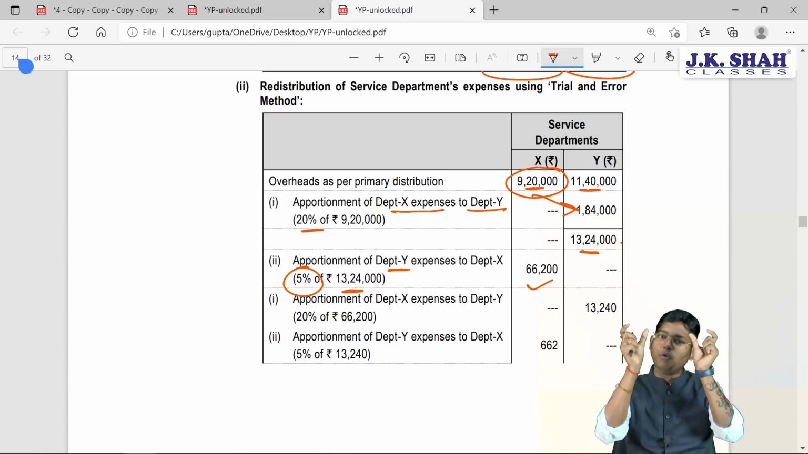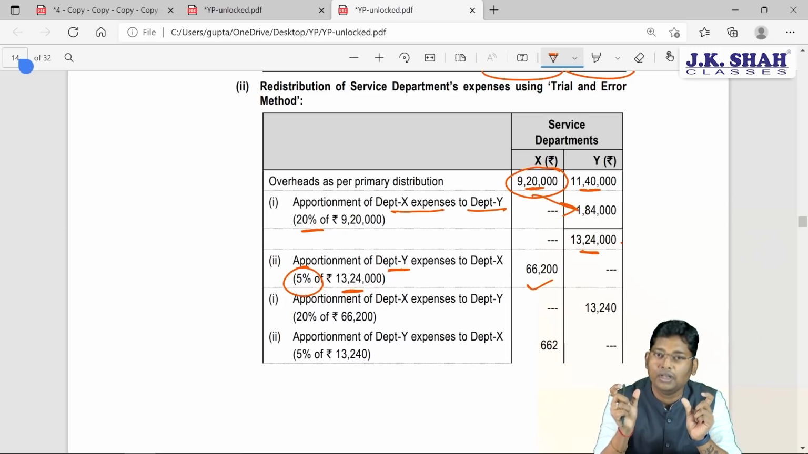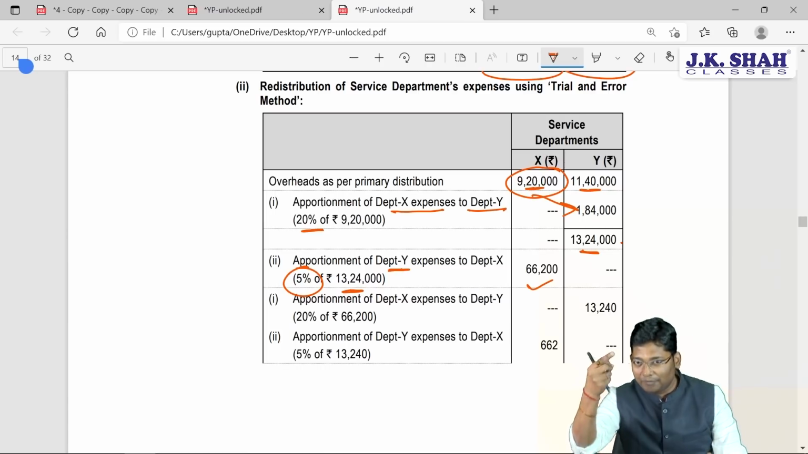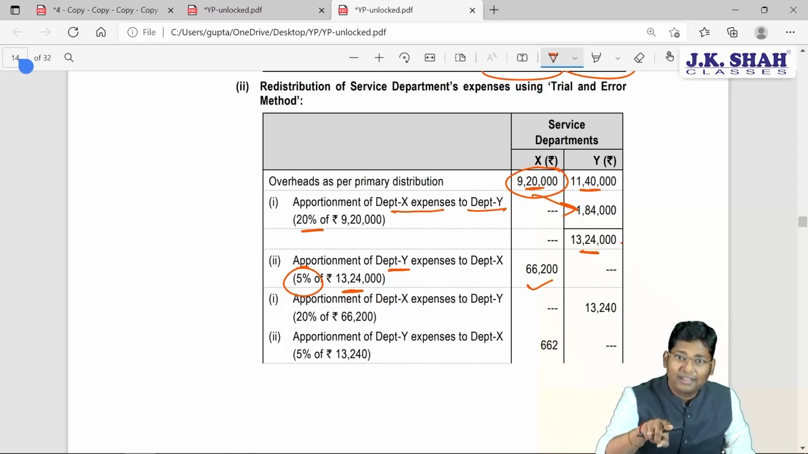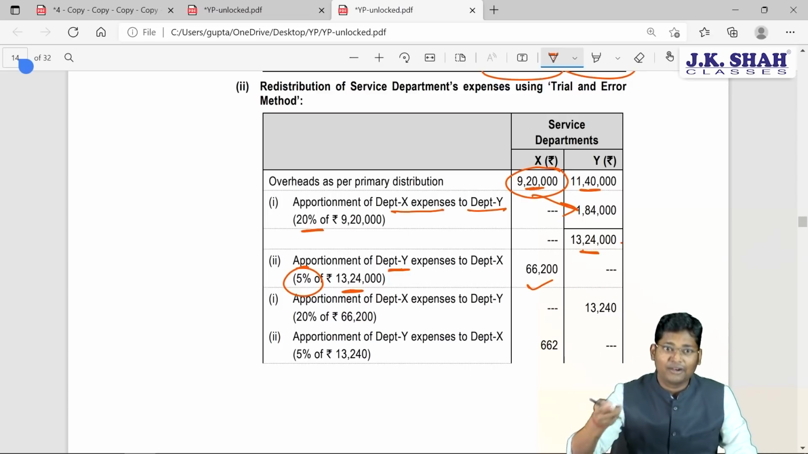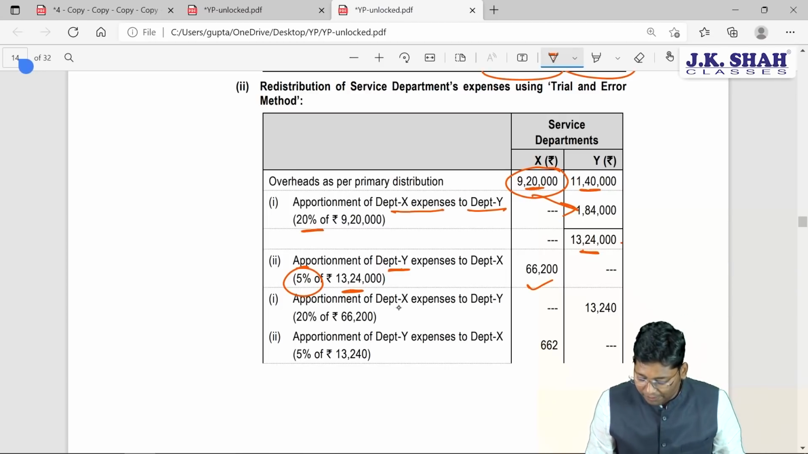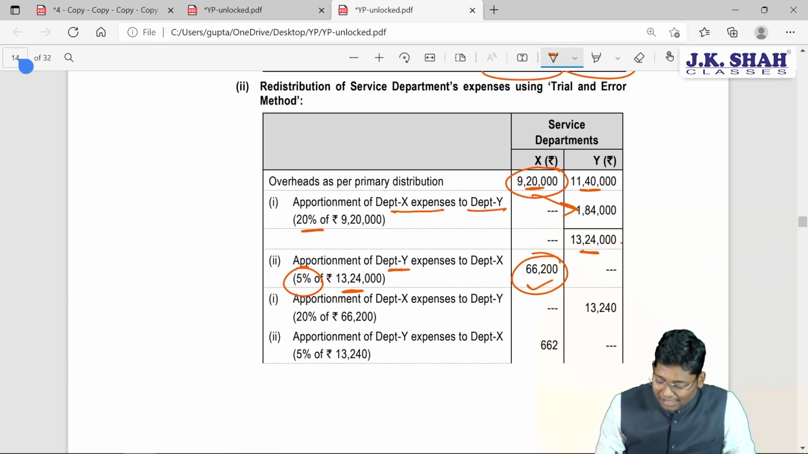First we recorded the original amount of overhead which we computed in the primary distribution in the total column. 9,20,000 into 20% we recorded in the Y column, and we computed the total. 13,24,000 into 5% we computed again. Once this is done, again we are going to start with the reapportionment, sir. Reapportionment of your department X expenses to Y. Now how much amount is there in the X column? It is 66,200, correct? So 66,200 into 20% I have recorded in the second column.